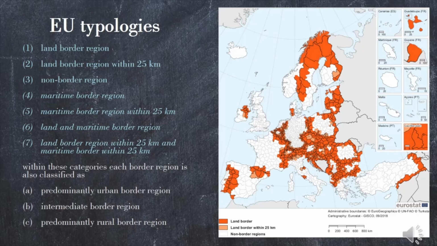Since this EU typology is not recognized in the EU NUTS regulation, therefore the EU legislation may make use of other definitions and thus identify some additional types of border regions, such as a maritime border or a maritime border within 25 kilometers, or a land and a maritime border, and a land border within 25 kilometers and a maritime border within 25 kilometers. There are also close links between the EU border typology and the urban-rural typology, as each border region is classified either as predominantly urban or intermediate or predominantly rural border region, or even as mountain border region. In addition to the above, the position of a border in terms of the area of the EU also further divides the border regions, as they can be either internal or external border regions.